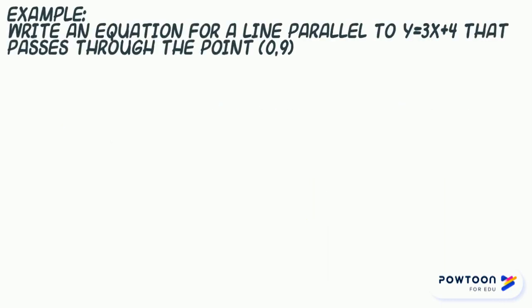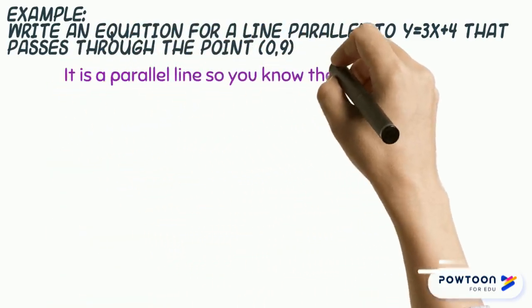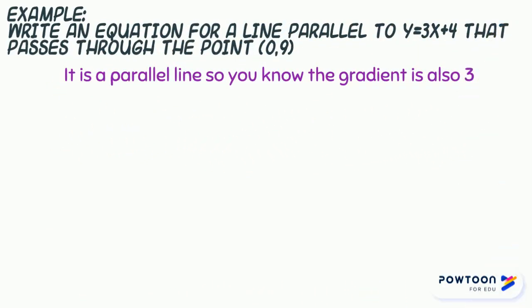All right, on this slide, we are looking at finding an equation for a line that's parallel to y equals 3x plus 4 that also passes through the point 0, 9. So we're told that we're looking for a parallel one, which means our gradient is going to be the same, so it's 3. So far we're at y equals 3x plus c.